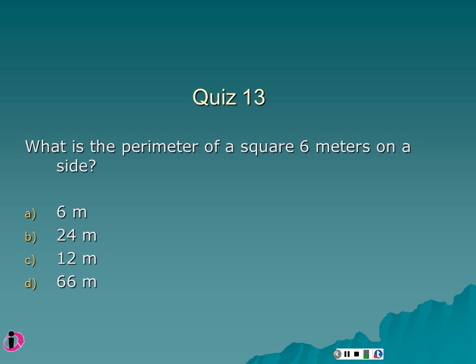What is the perimeter of a square 6 meters on a side? We have a square and one side is 6 meters. But we know that the other sides are equal, right? All the sides are the same. So that must be 24 meters, right? We have 4 sides. Each side is 6. Either you can add 6 plus 6 plus 6 plus 6, or you multiply 6 by 4. Either way you get 24. The right answer is B. 24 meters.